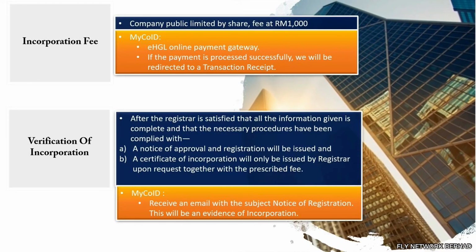Since our company is a public company limited by shares, the fee is 1,000 ringgit. When we use MyCoID, we will use the eHGL online payment gateway. If the payment is successful, we will be redirected to a transaction receipt. Next, after the registrar is satisfied that all the information given is complete and the procedures have been complied with, we will receive an email with the subject notice of registration.